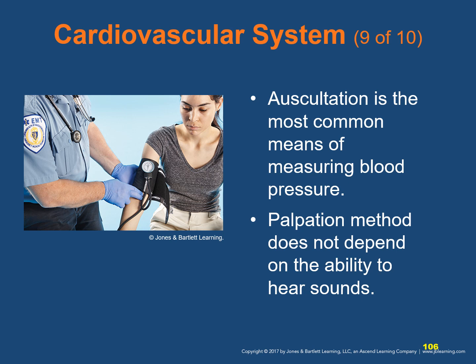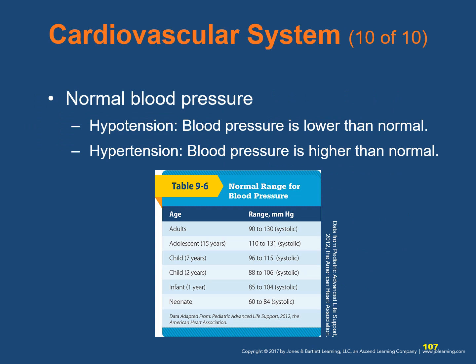Auscultation is the most common means of measuring a patient's blood pressure, and you'll try this in skill drill 9-3. The palpation or feeling method does not depend on your ability to hear sounds and should be used in certain cases to obtain a blood pressure. And you'll practice this in skill drill 9-4. A patient has hypotension when the blood pressure is lower than the normal range and hypertension when the blood pressure is higher than the normal range.